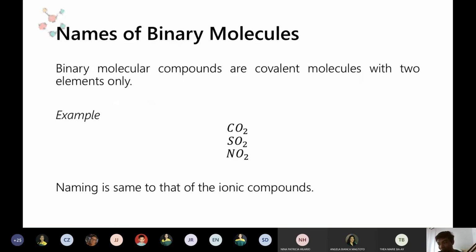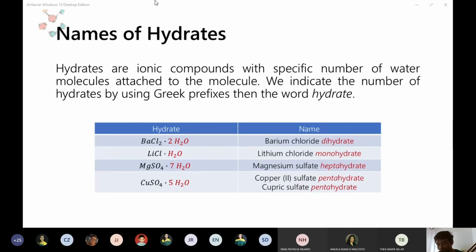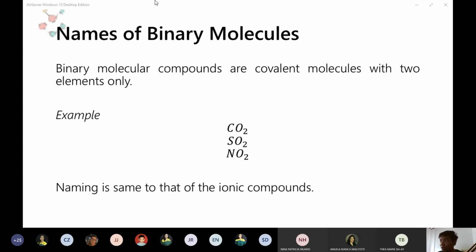Kasi ang coverage lang daw is ionic compounds and binary molecules. So yung acids, yung bases, yung hydrates, easy to understand naman yung mga nandito. Kasi ganun lang yung rules nila, basic lang. So focus tayo dito sa binary molecules na. So you can self-study those items na lang.